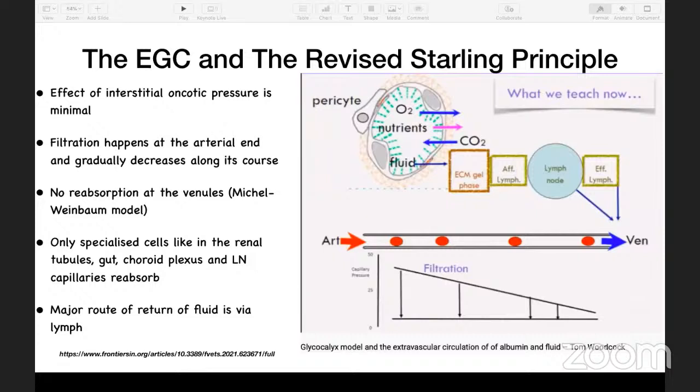So the fluid is filtered, and the afferent lymphatic carries it to the lymph node. The capillaries of the lymph node are special. They can do reabsorption. There are a few capillaries in the body, in the kidney, in the lymph nodes, and even in the liver, that can do reabsorption. So half of the fluid is reabsorbed by the capillaries of the lymph node, and the other half is transferred through the efferent lymphatic to join the thoracic duct, and then back into systemic circulation. So fluid that is filtered, unless in acute hypovolemic states, is not reabsorbed, but goes through the lymphatics back to systemic circulation.